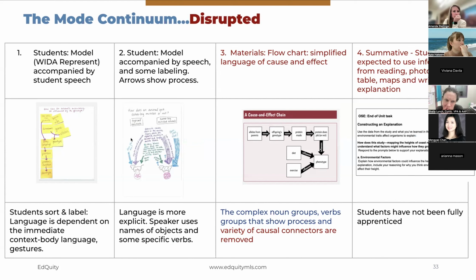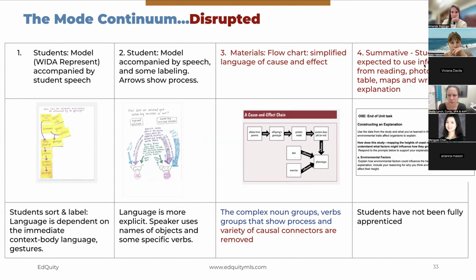And then we know that in a formal explanation of this phenomenon, it might not even have a context. But what we see, even in our high quality curriculum materials, is that sometimes the mode continuum isn't quite bridged in the way that would benefit our multilingual learners. So what we see is this move from Post-its to the model with some language that shows explanation. And then the materials might simplify the explanation more, right? Just putting cause, effect. But we know this doesn't really help students write a much more complex explanation, right? But on the summative, they're expected to write an explanation.